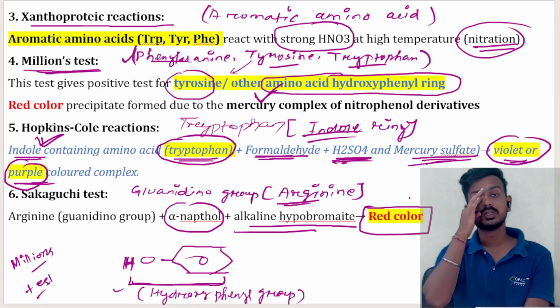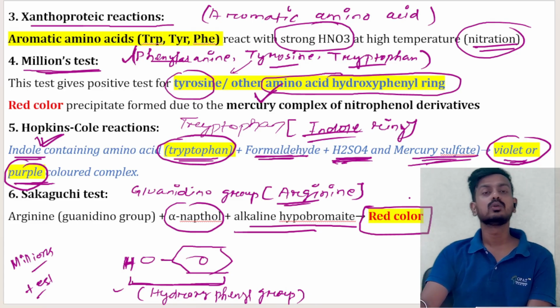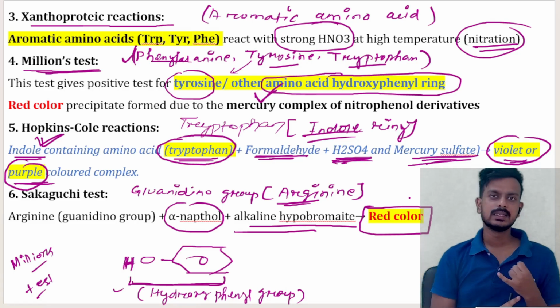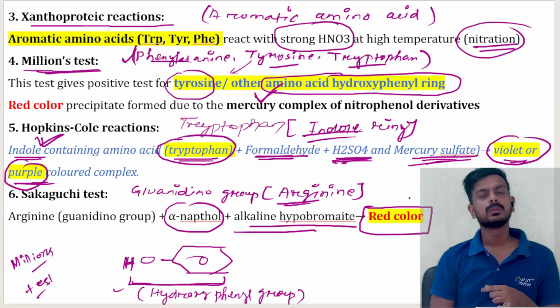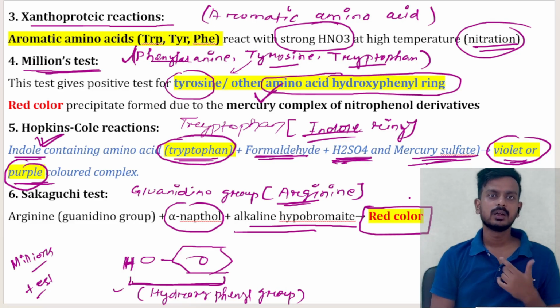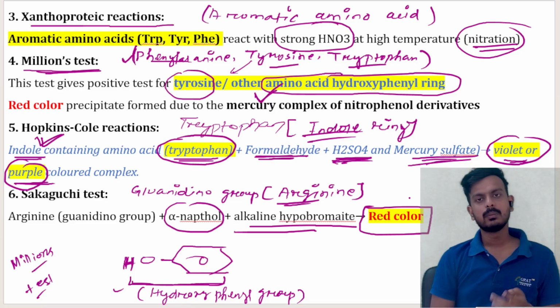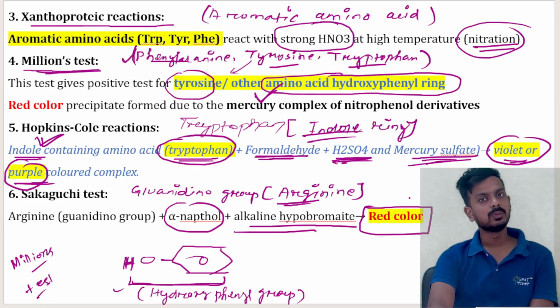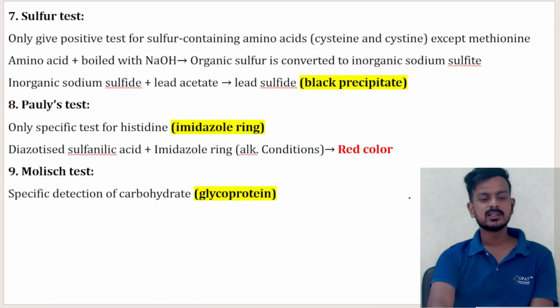Please note it down. So first is your Sakaguchi test. The Sakaguchi test is for the detection of the guanidino group. The guanidino group is present in which amino acid? That is arginine. When this arginine reacts with alpha naphthol in the presence of alkali hypobromite, you will find the development of red color. And due to this development of red color, it will detect arginine. So arginine has which group? Guanidino group.